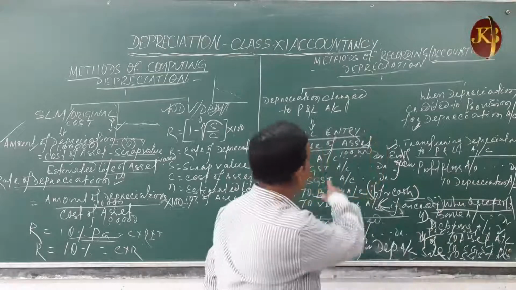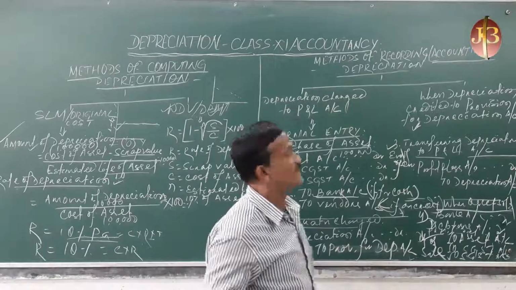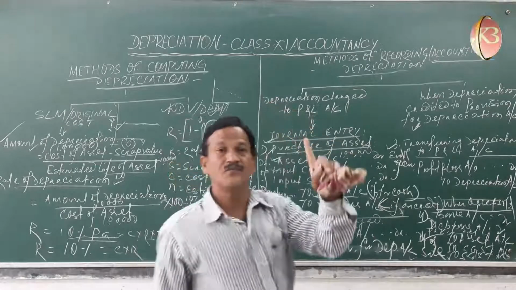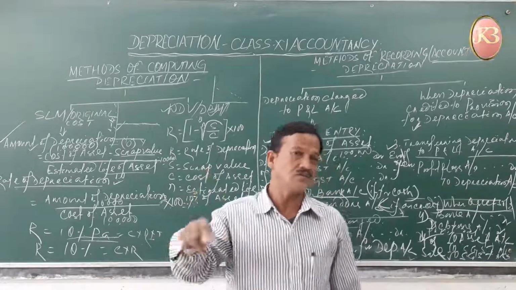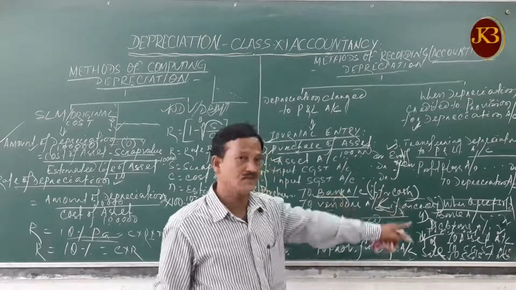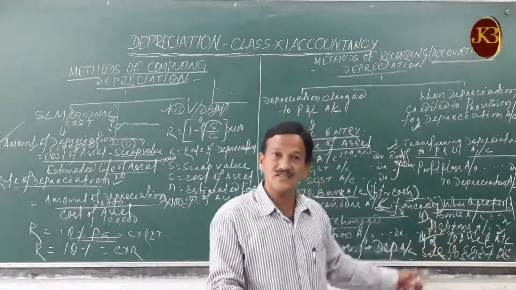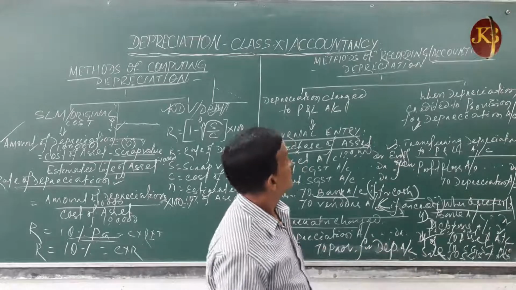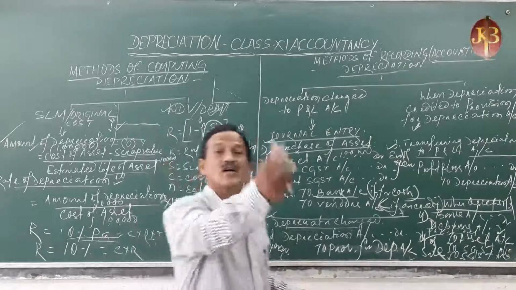Then from the journal entry, we post to the ledger account. In ledger accounts, you will prepare two ledger accounts if the first method is followed: first your asset account, then your depreciation account. In the asset account, purchases of assets, depreciation charged, then the balance comes. Likewise it continues till the date of sale. If sold, then the difference amount will be the balance. And in the depreciation account, depreciation account debited to asset account, then by profit and loss account.